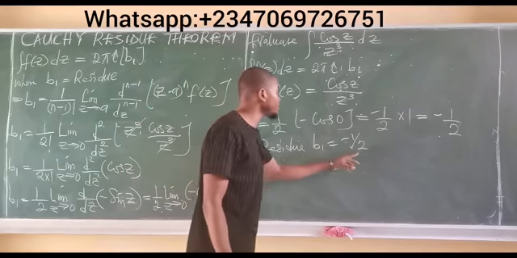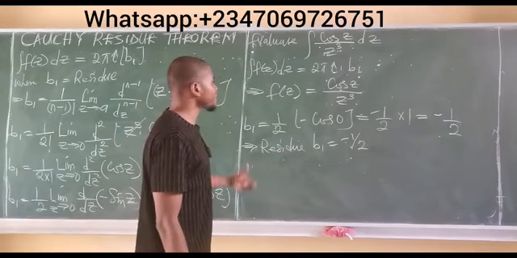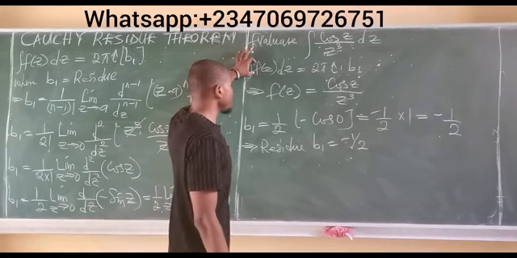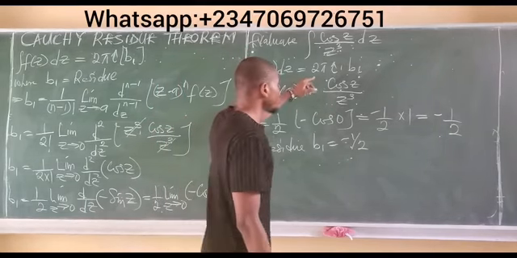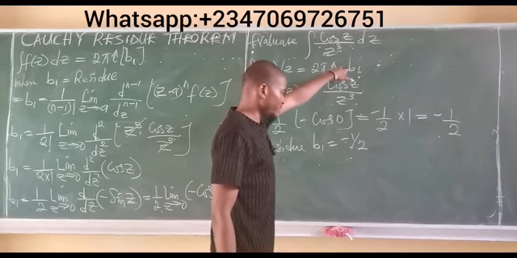Now, if you have this to be the residue, then from the integration formula, it is simply the integral of f of z dz is equal to 2 pi i multiplied by what? b1.